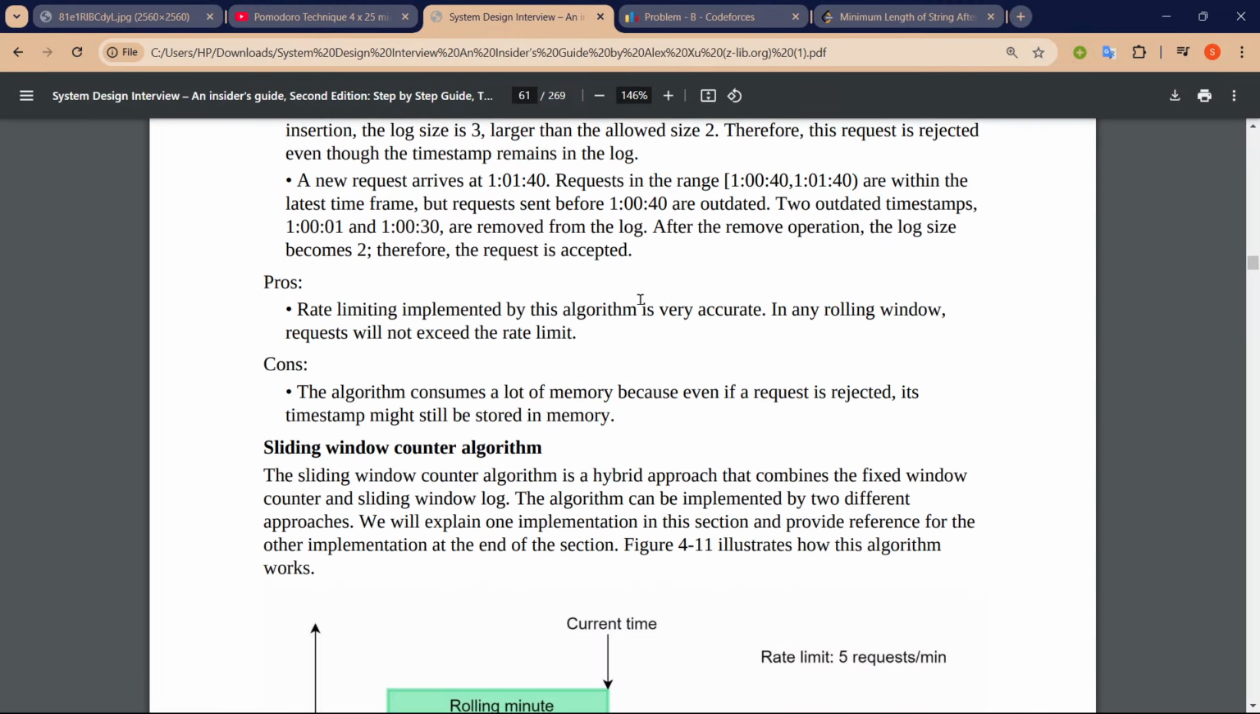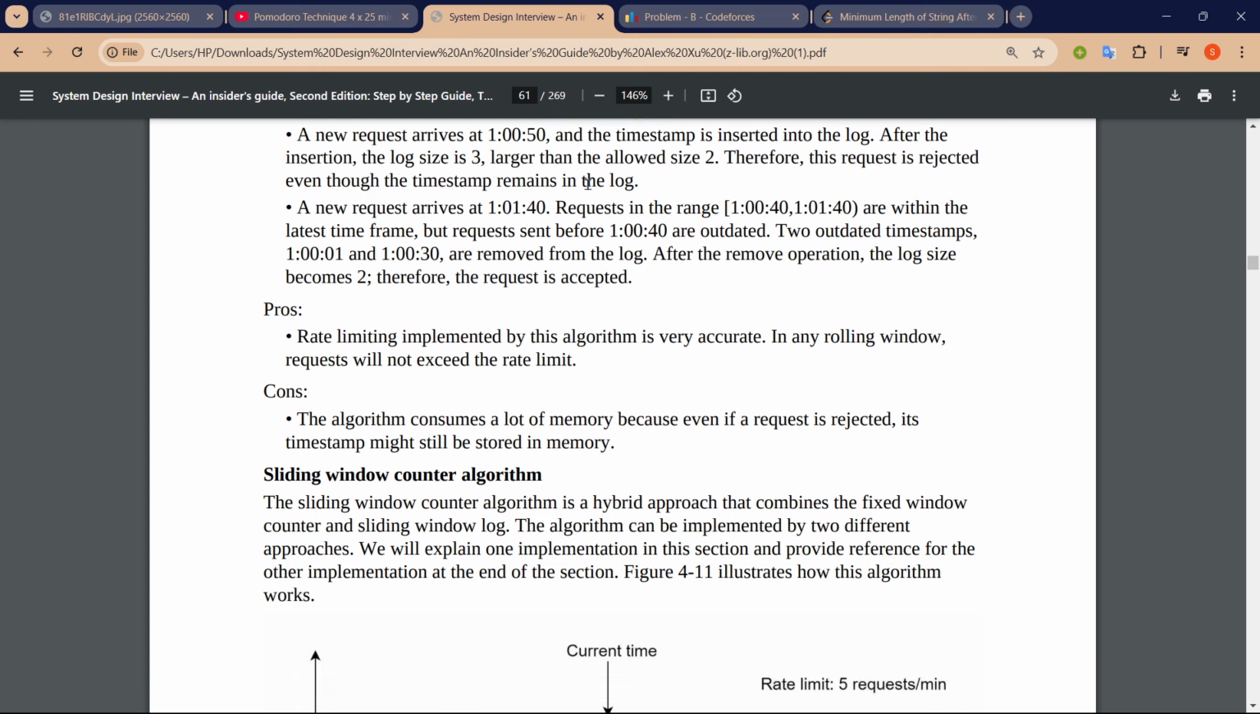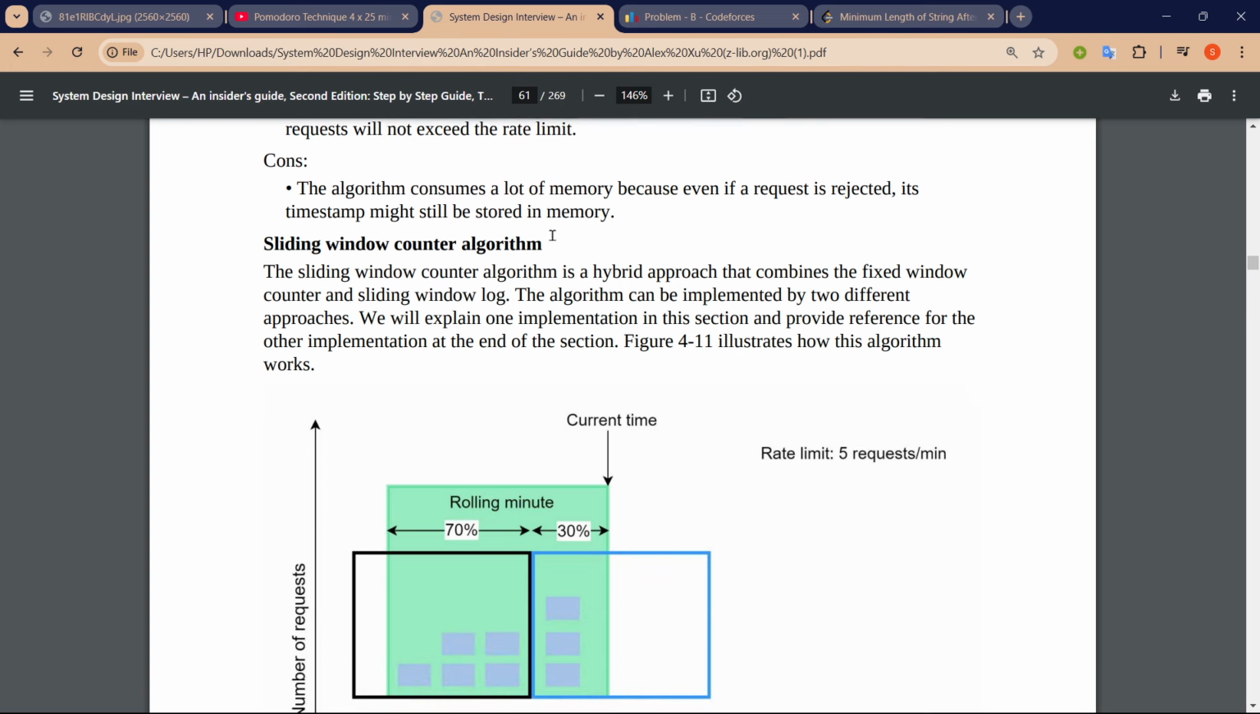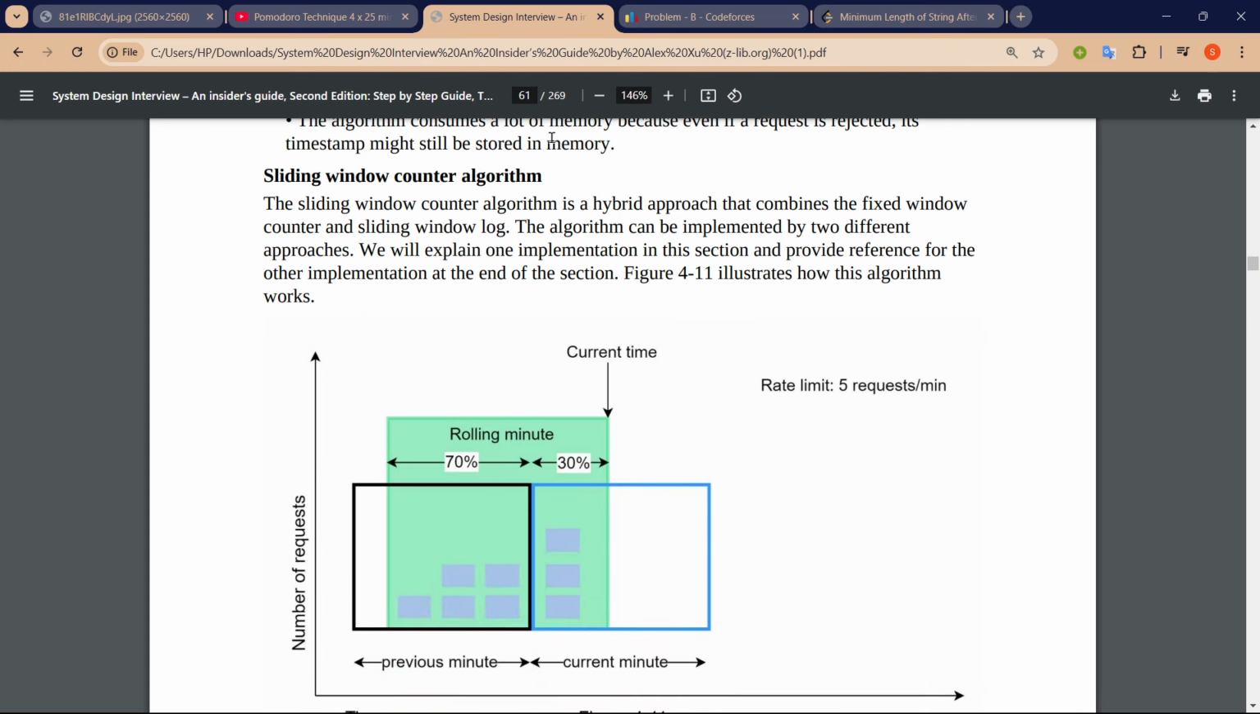We store timestamps in a log. Rate limiting implemented by this algorithm is very accurate. In any rolling window, requests will not exceed the rate limit. The algorithm consumes a lot of memory because even if a request is rejected, its timestamp might still be stored in the memory. Yeah. Sliding window counter algorithm.